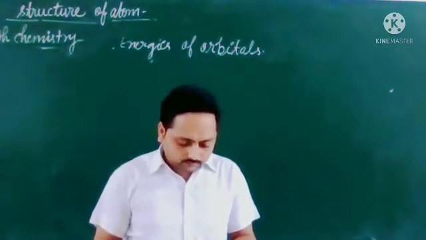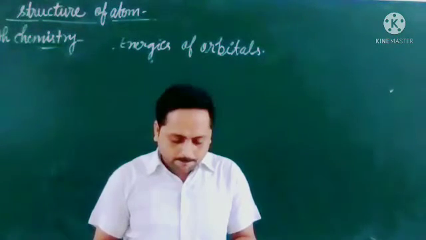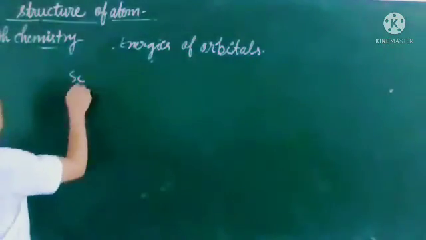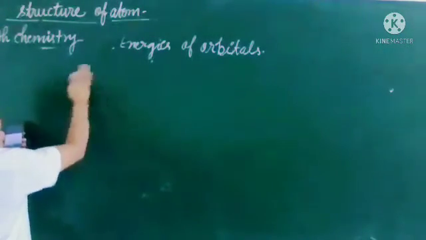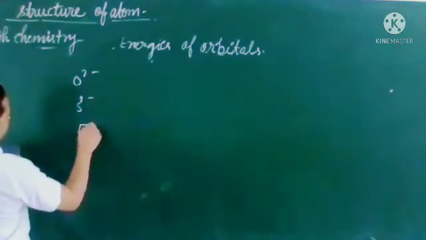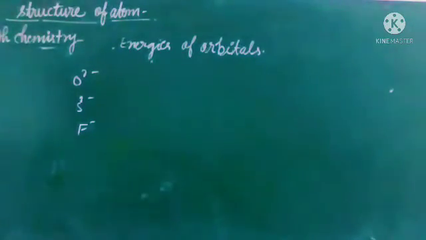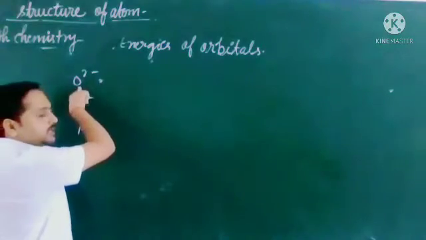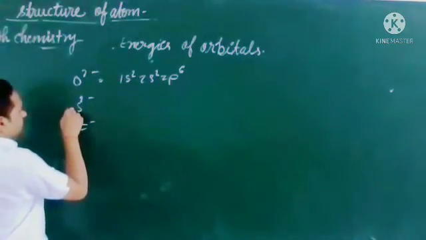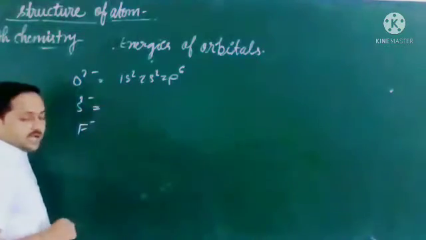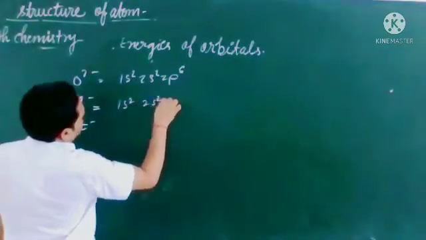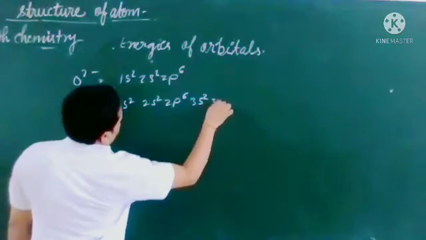Like this question, after 21, I gave you these ions here: O minus, S minus, F minus, and these are the anions. For the ten-electron case, write 1s2, 2s2, 2p6. For sulfur, the atomic number is 16 in the normal case, but if two electrons are added, it becomes 18. So write 1s2, 2s2, 2p6, 3s2, 3p6.